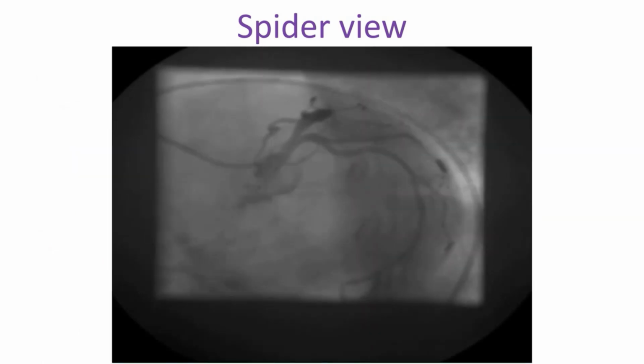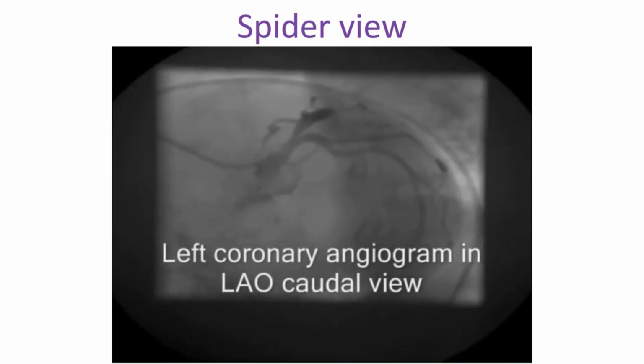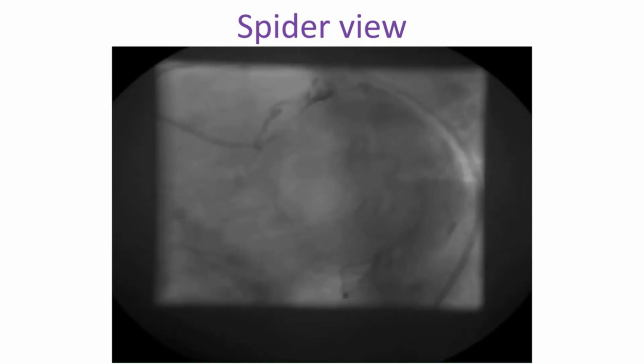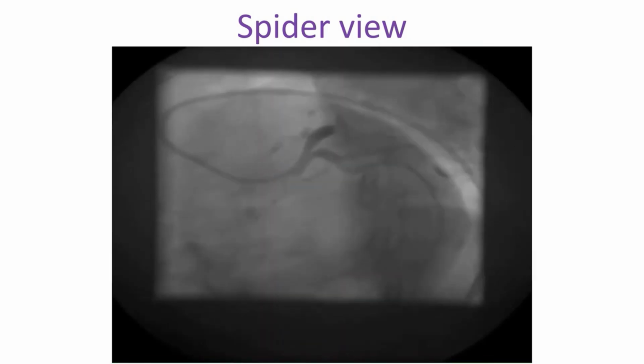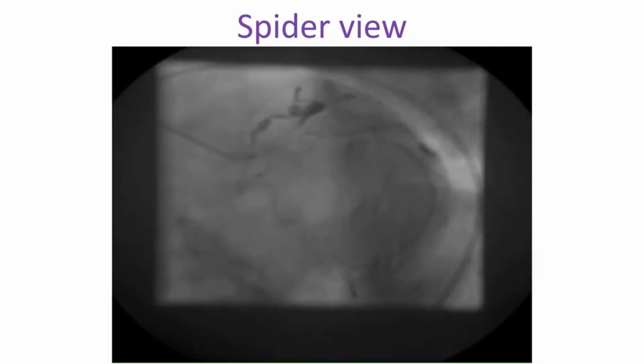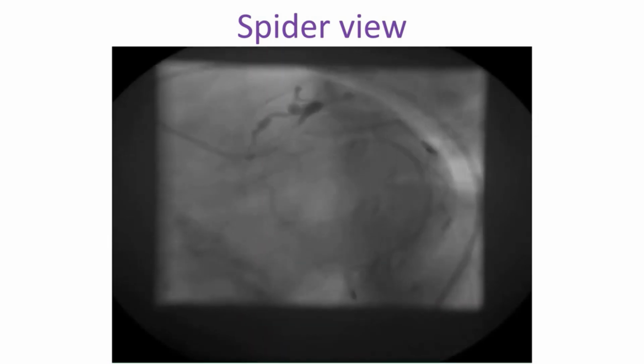Angio movie showing the left coronary angiogram in LAO-caudal view. The branches have been marked in the still image as mentioned in the previous image. JL, Judkins left coronary catheter. The dye reflux into the aorta indicates that there is no wedging of the catheter in the left main.